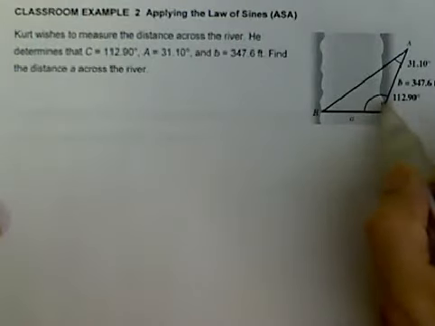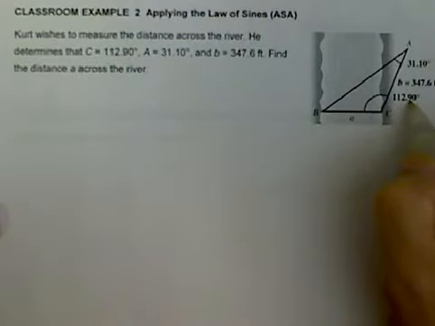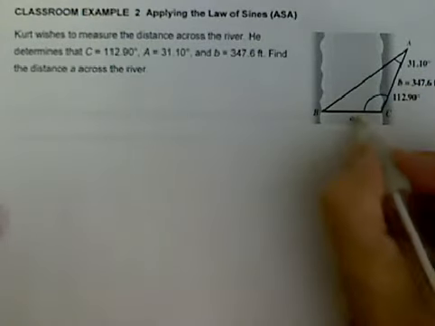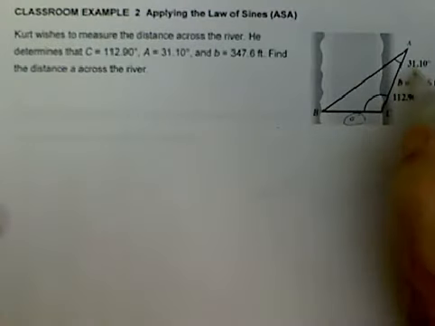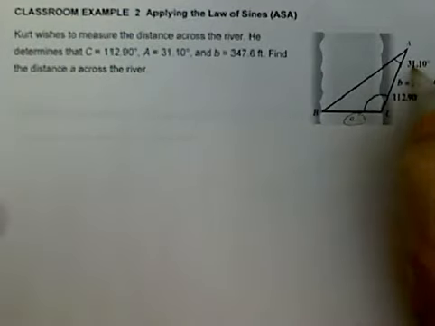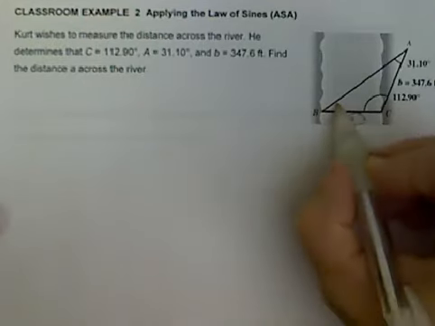Now let's look at an application example. In this one they already drew the picture for you. We've got angle C right here is 112.90 degrees. We have the measure for angle A, and we know the length of side B. And what we're trying to find is the distance A across the river. What we would want to do is set up our law of sines so that we had A over sine of A. Now the other side that we know is B, we need to know angle B to be able to set up the law of sines.